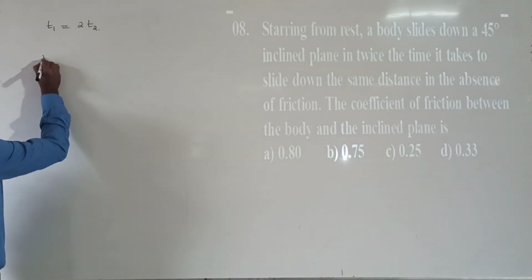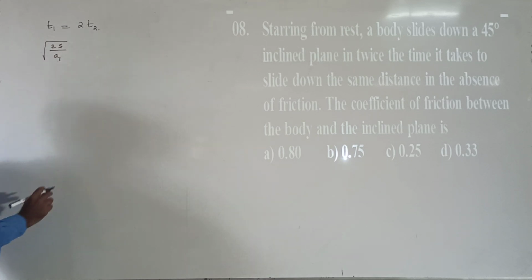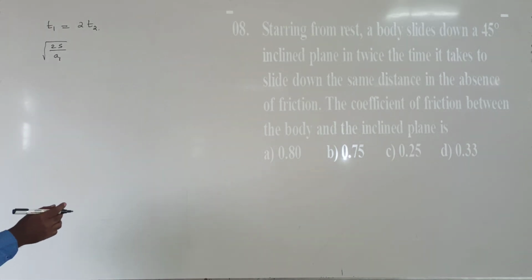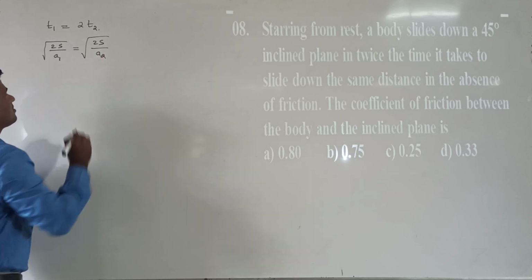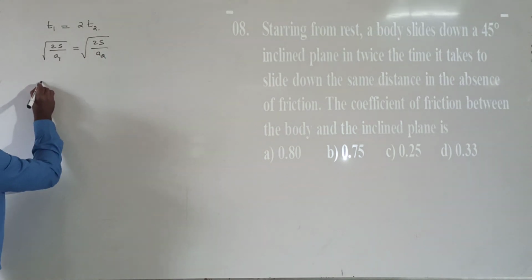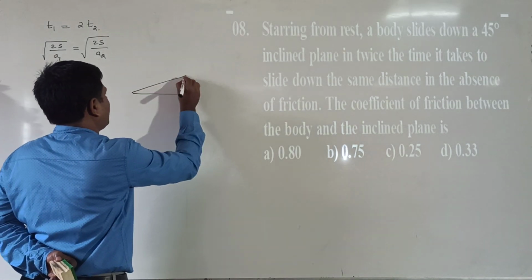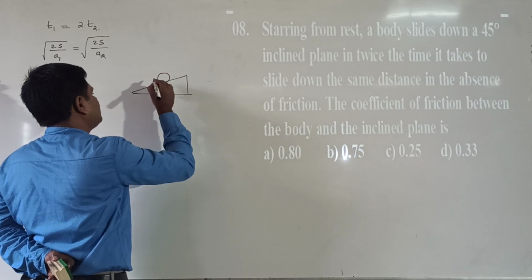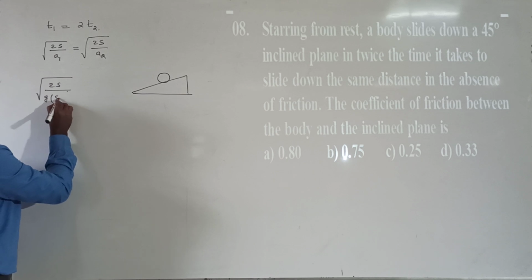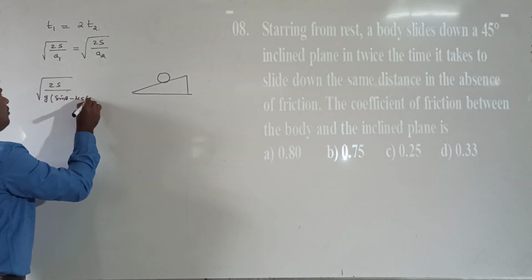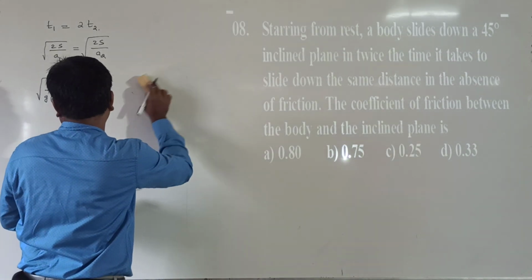Now time t1 formula I am writing here: square root of 2s by a1. This a1 is the acceleration in the presence of friction. This is the square root of 2s by a2, which is the absence of friction. Now in the presence of friction, when the body slides down on the inclined plane, the acceleration formula is g into sin theta minus mu cos theta. That is the acceleration formula.